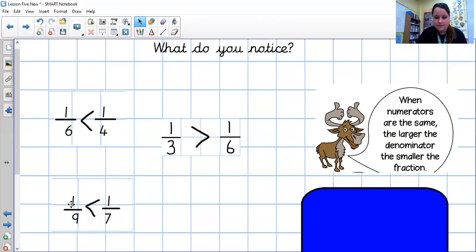So that works. Let's have a look at this one. 1/9, 1/7. So the larger the denominator, so 9 is larger than 7, the smaller the fraction. Yeah, 1/9 is smaller than 1/7. Let's look at this example. 1/3 and 1/6. So the larger the denominator, 6 is larger than 3, the smaller the fraction. 1/6 is smaller than 1/3. So that generalised statement can help us when we are ordering or comparing fractions with the same numerator.